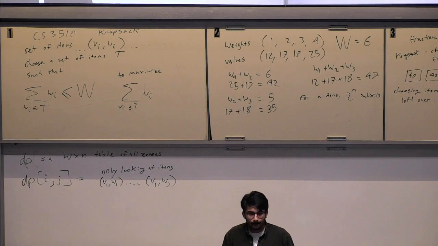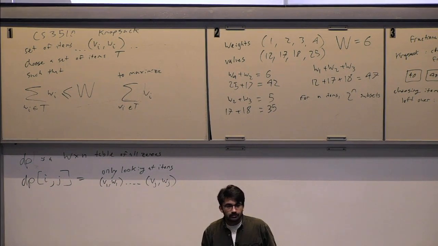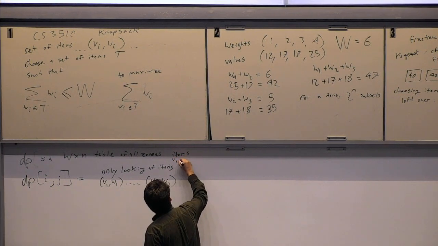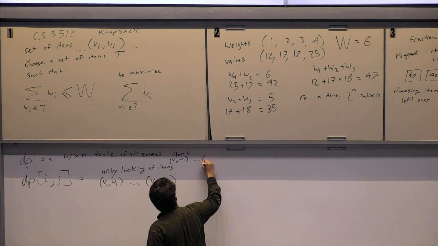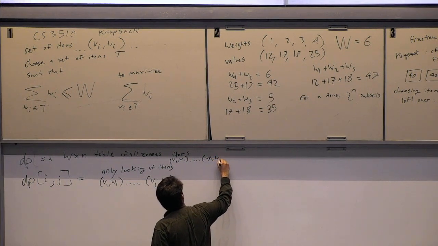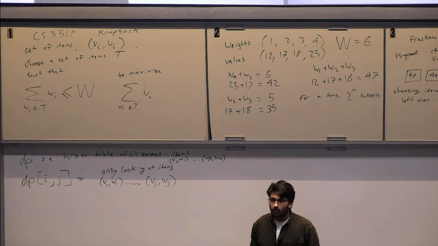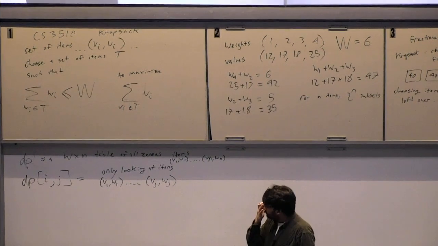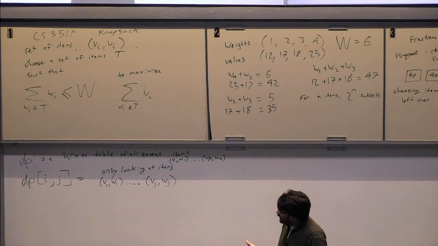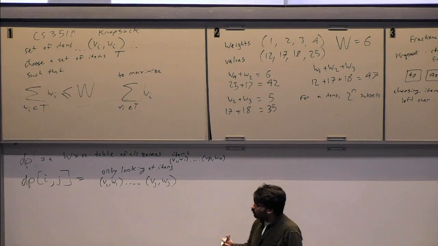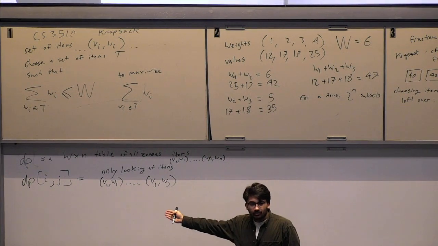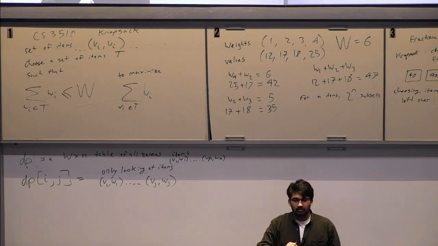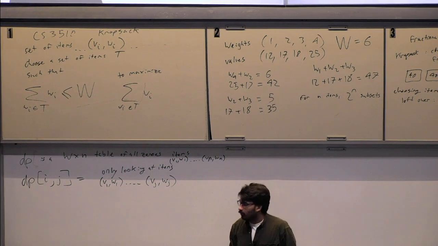Yeah? N is the number of items. So the items go v1, w1, to vj, vn, wn. And j will be for the items, and i will be for the capacity. Well, what is i? i is going to be 1, 2, 3, all the way to W. So we can solve a capacity in terms of smaller capacities. That's the way the optimal solution will work.